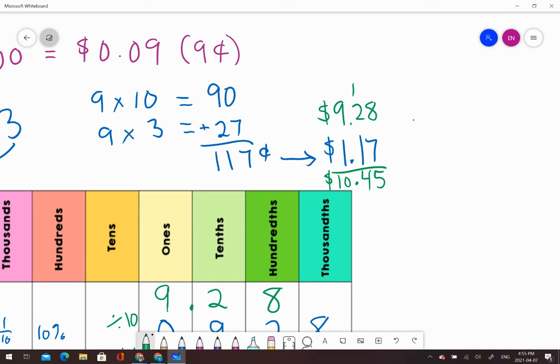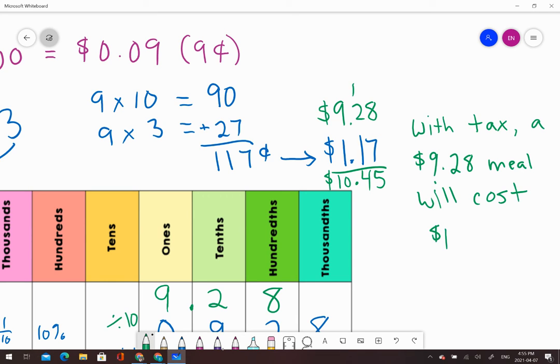So I know that with tax, a $9.28 meal will cost $10.45.